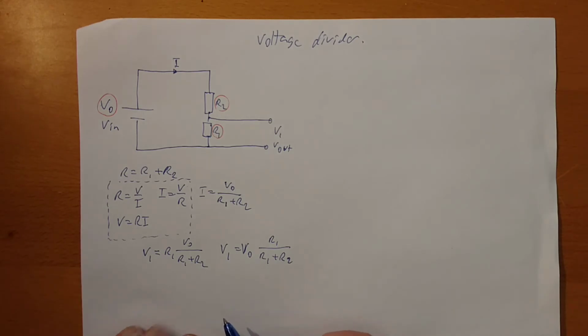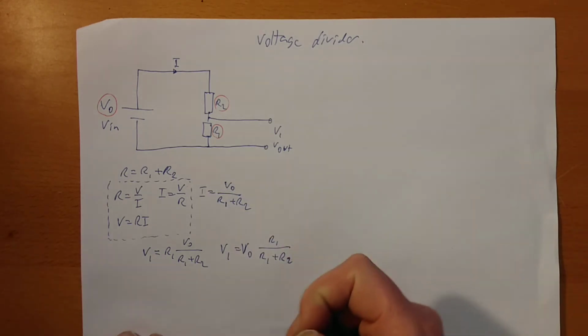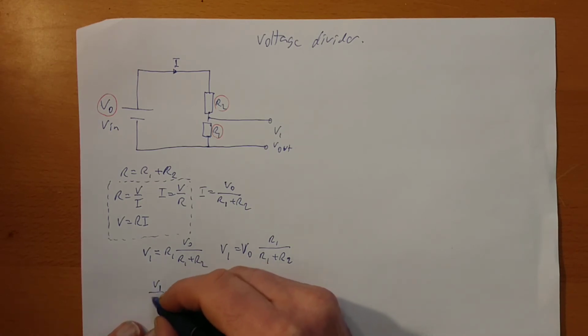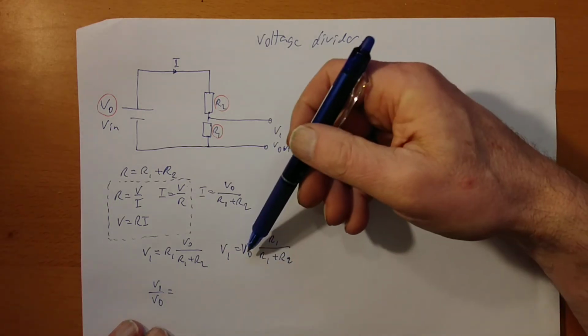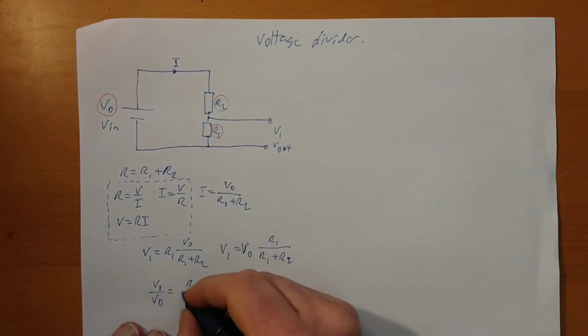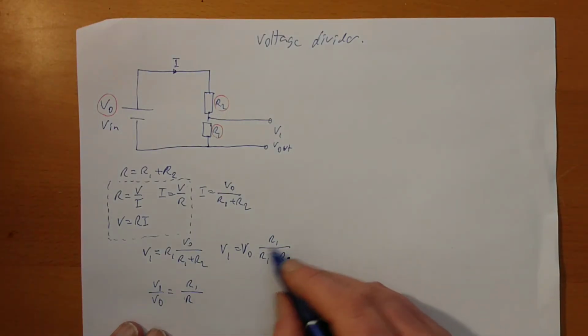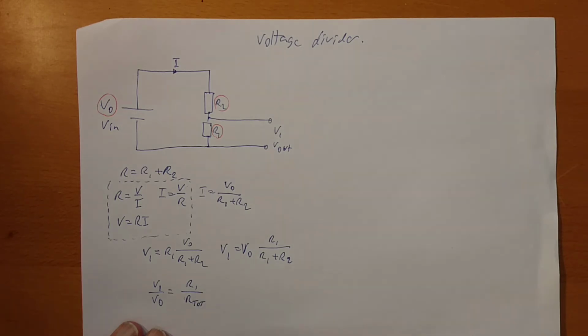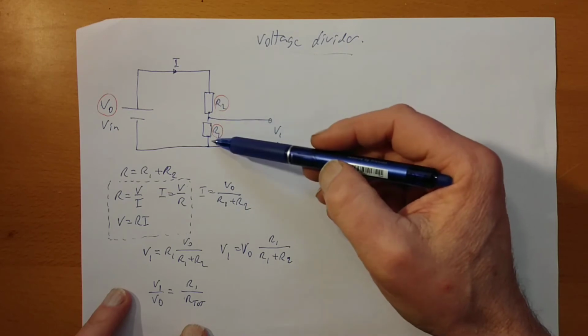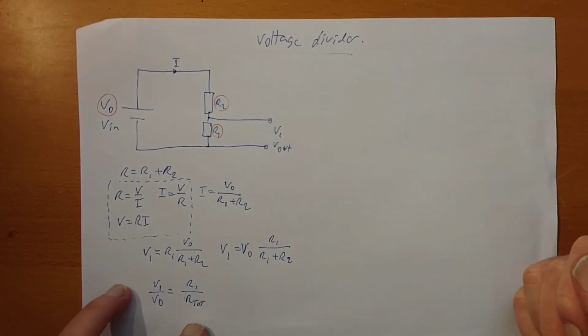What is important to realize is that this is a question of proportionality. We have the voltage out divided by the voltage in. You can see here, if I divide down this here, I'll get the resistance R1 over this resistance, right? That is the resistance in total. So how we divide the voltage is proportional to how much of this resistance is compared to the whole thing. So it's just a question of proportionality.